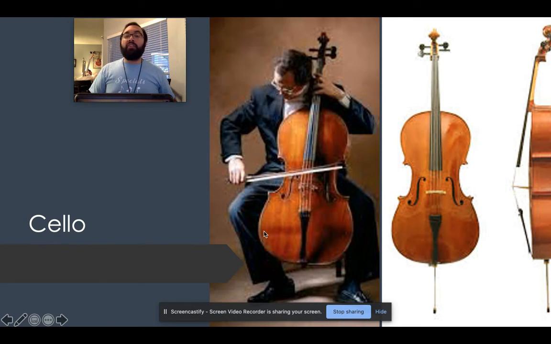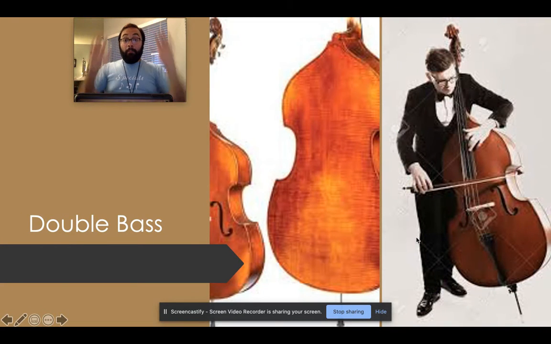You have to play the instrument sitting down, and this really neat peg keeps the instrument up a little bit taller. Now, the biggest and the lowest instrument of all of the string family is the double bass. In fact, it's so big and so low, you have to stand up to play it. Can't sit.